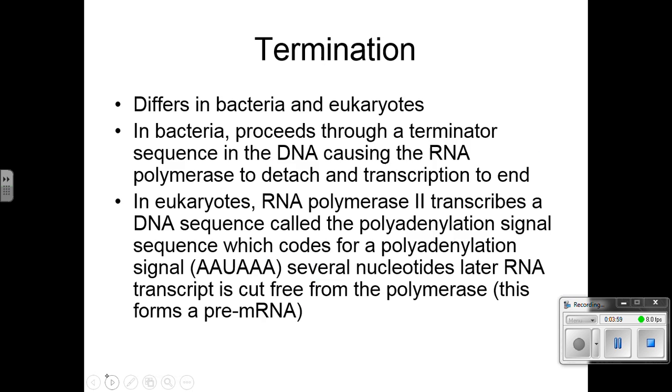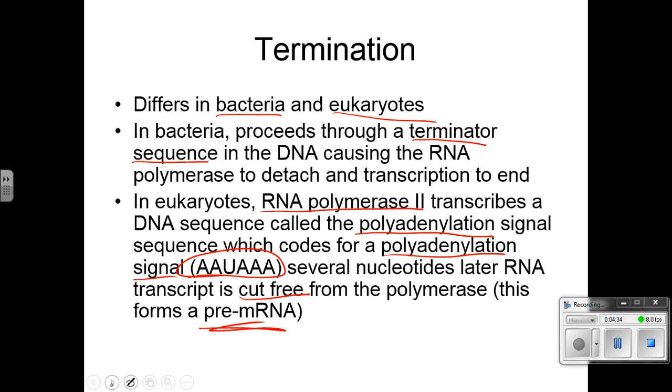How do we end this? Well, it differs a little bit between bacteria and eukaryotes. In bacteria, they're going to go through a sequence that is called a terminator sequence. It's just a sequence of DNA that is recognized as being, oh, this is the end. In eukaryotes, RNA polymerase 2 is going to transcribe the DNA sequence called a polyadenylation signal sequence, which codes for a polyadenylation signal. So it's A's with a U in there. Several nucleotides later, the RNA transcript is going to be cut free, and that's going to be our pre-mRNA.